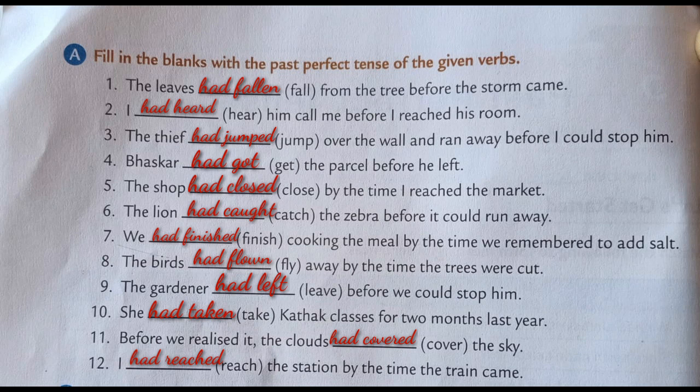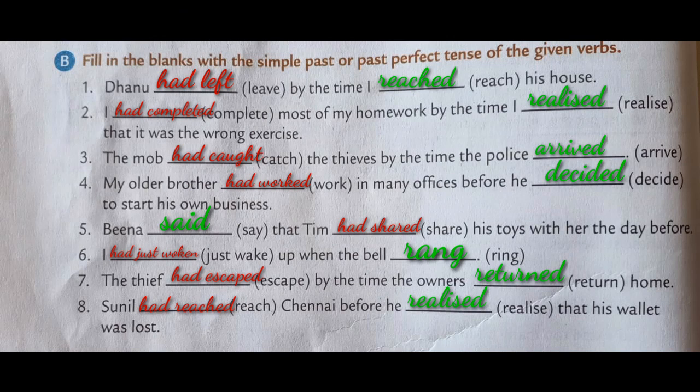Children, are you clear? We use had plus past participle form of the verb to form the past perfect tense. Now, exercise B. Fill in the blanks with the simple past or past perfect tense of the given verbs. Children, here which are given in red color words are past perfect tense. Which are in green color words are simple past tense.